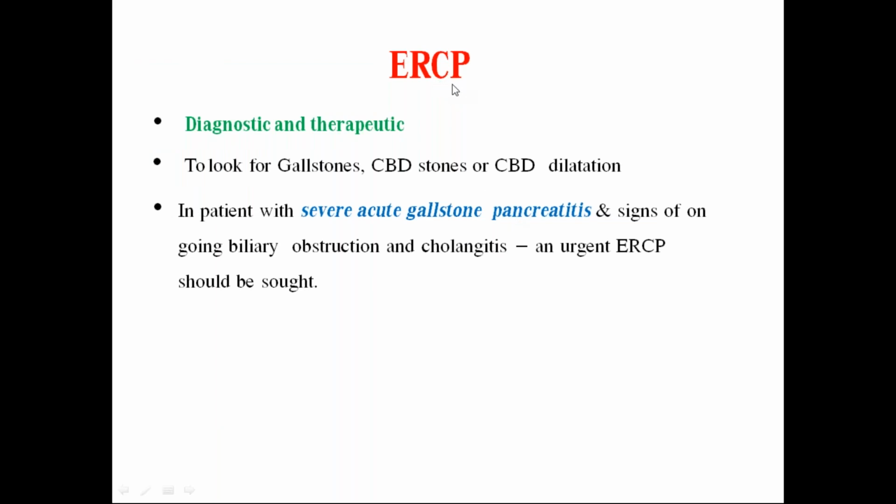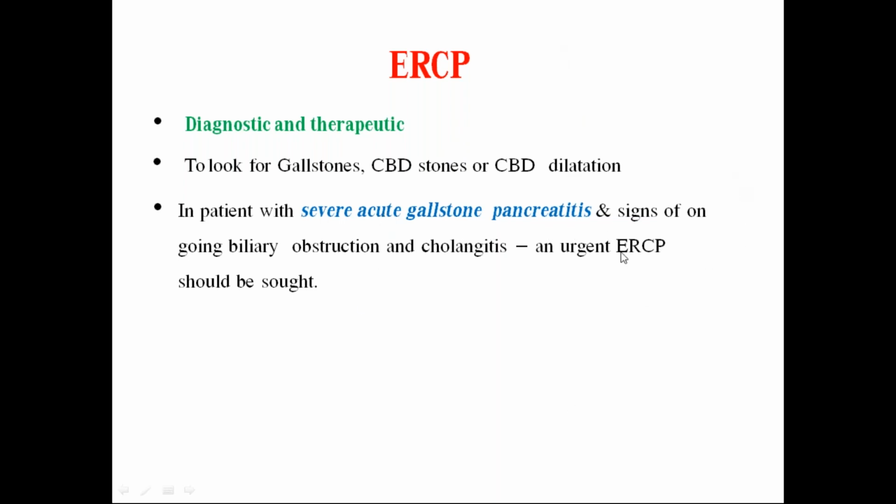So ERCP can be diagnostic and therapeutic, but it is a double-edged sword. Post ERCP, 2 to 3% of patients also get acute pancreatitis. One use is to look for gallstones and CBD stones, and if there is any obstructive pathology, it could be therapeutic, like performing a sphincterotomy and promoting the drainage of the biliary tree.